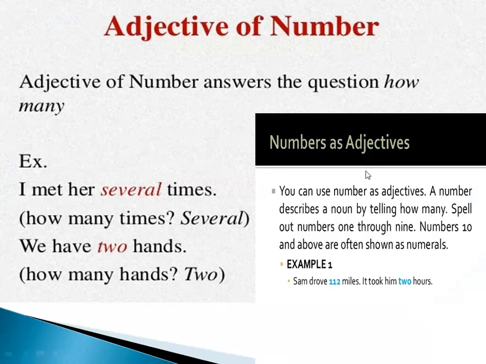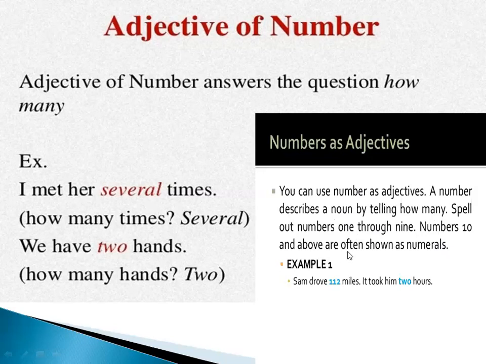Okay. Now, numbers are adjectives. You can use numbers as adjectives. A number describes a noun by telling how many, which means these are countable. Spell out numbers 1 through 9. We spell the numbers from 1 till 9.